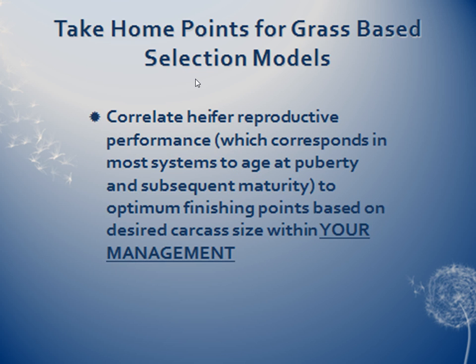So one of the things you have to watch as you go along is you have to correlate your heifer reproductive performance, which in most systems is age of puberty and subsequent maturity, to the optimum finishing point on the steer side of the equation if you don't want cow size to get out of hand.